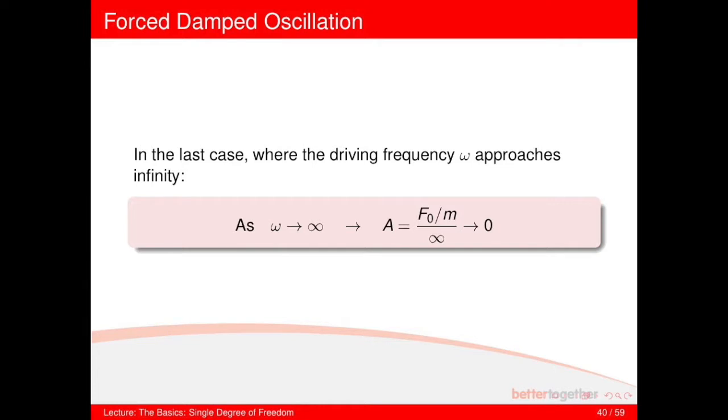And then, in the case where the driving frequency approaches infinity, our A equation will end up being F naught divided by m divided by infinity, and obviously that's approaching 0. So again, you start off when omega is very low at your static displacement, and then as omega goes to infinity, your displacement goes down to 0. As your frequency gets higher and higher, the amplitude of oscillation will reduce. But around the natural frequency, it's going to increase by a certain value. Instead of going to infinity like it did with the undamped case, because there's damping, it goes to a peak, and that peak will depend upon the damping in the system.